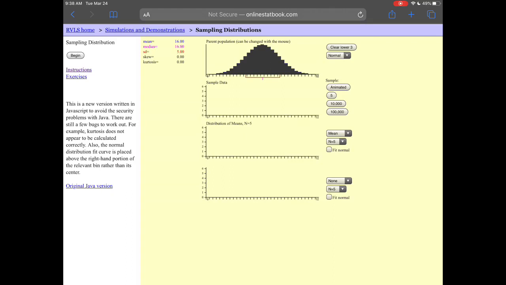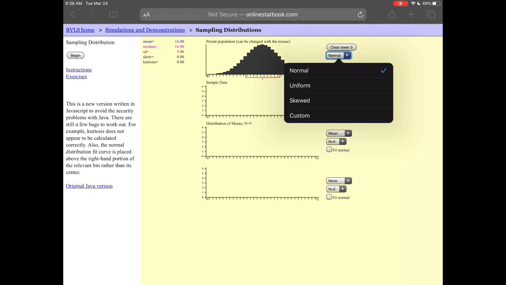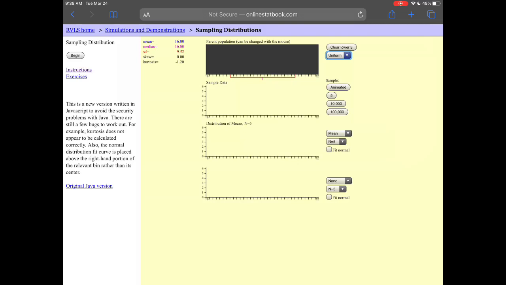So first, the population distribution is the top graph. Click the drop-down menu labeled Normal and select Uniform to set the population distribution to uniform. Number 1 says, describe the shape of this population distribution. What are all the possible values in this population? If you look at the graph at the top of this screen, you can see it just is a rectangle. And that should be what we expect of a uniform distribution. So the shape would just be a rectangle.